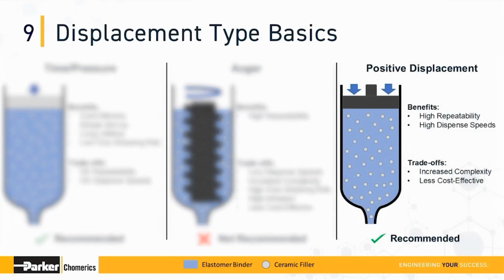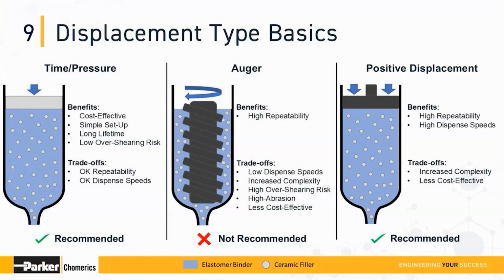Lastly, we have positive displacement systems, which encompass a variety of approaches for dispensing materials. The key feature of this category is that the material is dispensed volumetrically rather than pneumatically, ensuring that the exact same amount of material is dispensed each time. This method typically offers the highest dispense speeds when compared to other systems. However, the trade-offs include increased complexity in the dispensing equipment and generally higher costs when compared to equivalent time pressure systems. The choice between a time pressure system and a positive displacement system ultimately depends on whether the benefits of the high performance justify the initial capital investment.